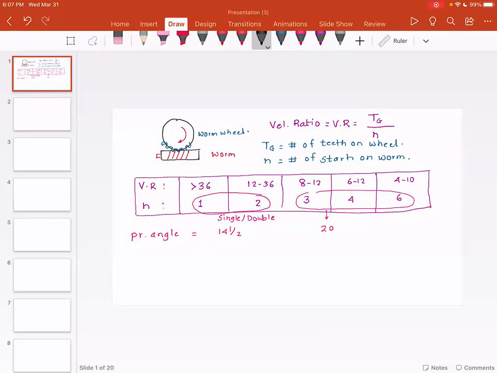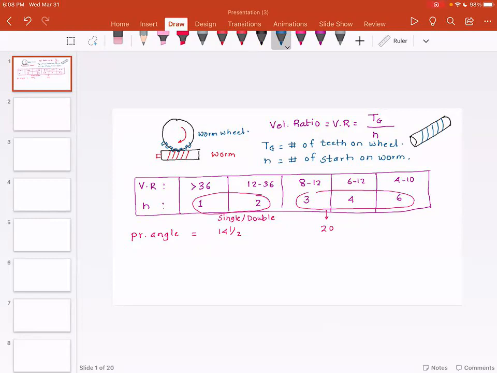Now, there are different ways a worm can be cut. I want you to visualize this. What I can do is cut threads on the shaft. I would make a shaft, because it is used in torsion, and then start cutting the threads exactly like the way you cut threads for screws. And in that case, the worm is integral to the shaft.